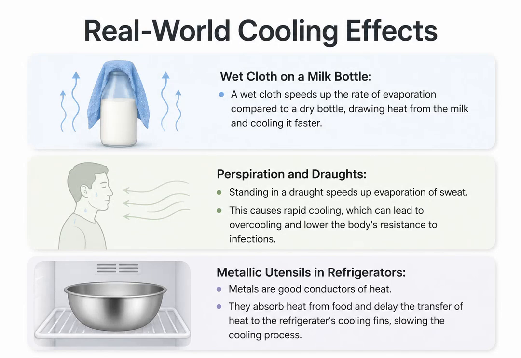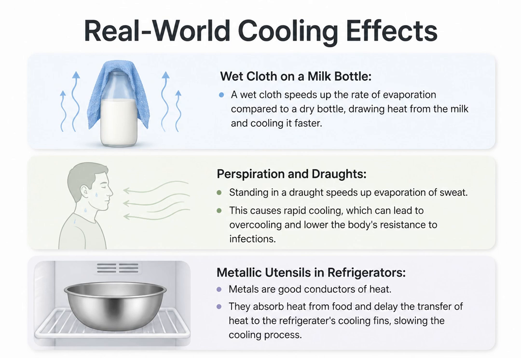Evaporation and heat transfer dictate many everyday practices. If you wrap a milk bottle in a wet cloth, it cools much faster than if left bare. The water in the cloth evaporates, pulling latent heat away from the bottle and the milk inside. Similarly, when we sweat, our bodies are using evaporation to cool down. However, if a heavily perspiring person stands in a strong draught, the wind accelerates evaporation so rapidly that it can overcool the body, potentially lowering immune resistance.